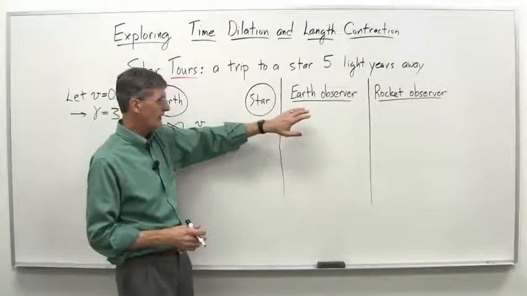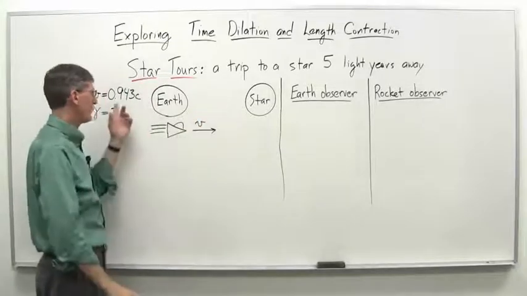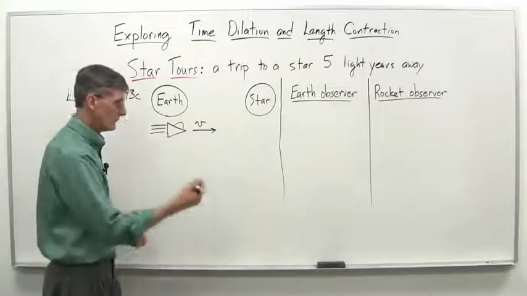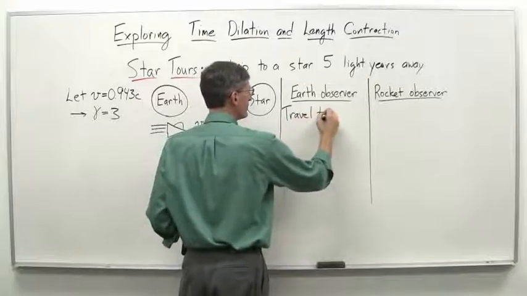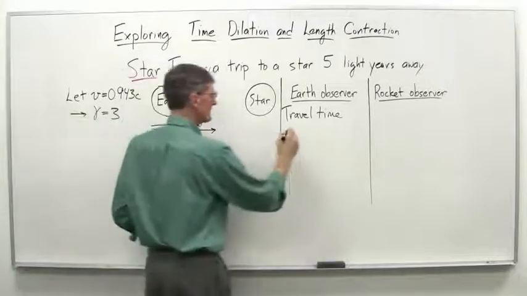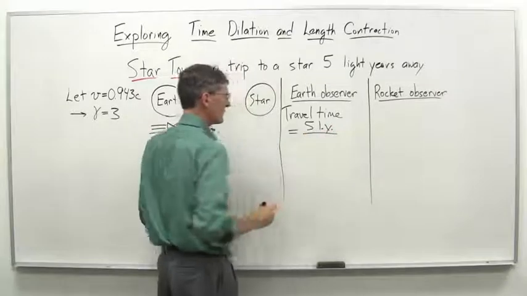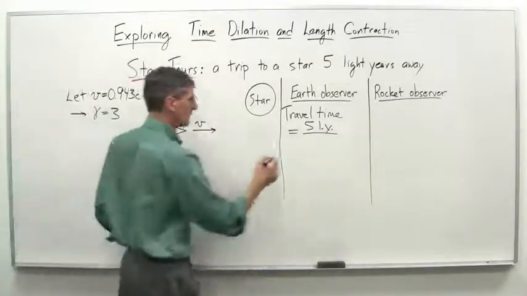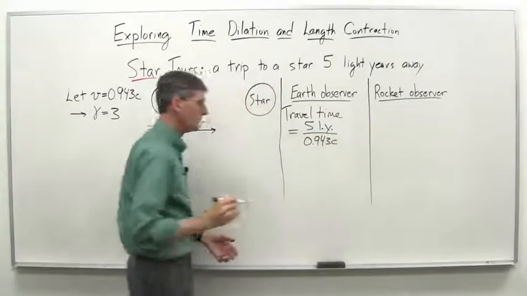But let's look at the Earth observer first and just measure: how long does it take, at 0.943c, gamma factor 3, for Bob to get from the Earth to the star? So the travel time here is simply going to be 5 light years, 5 Ly, that's the distance from the Earth to the star, divided by the speed, which is 0.943c, 0.943 times the speed of light.